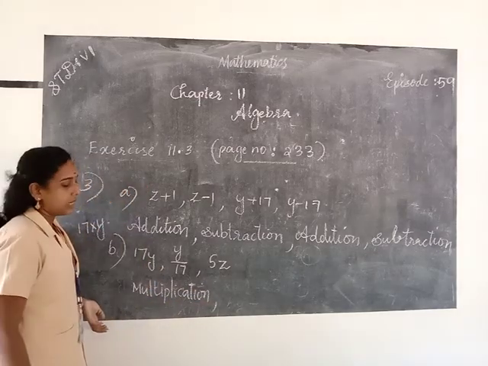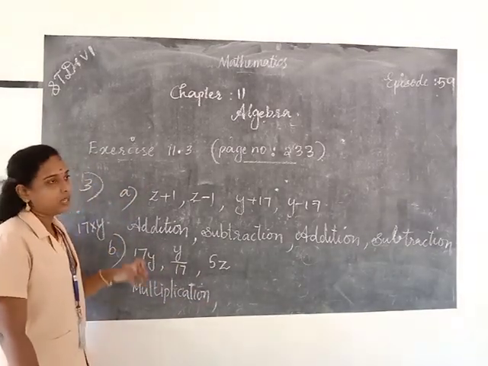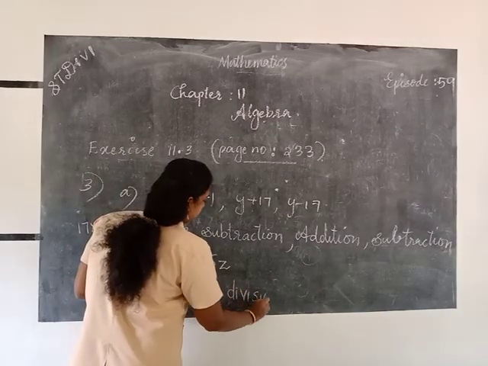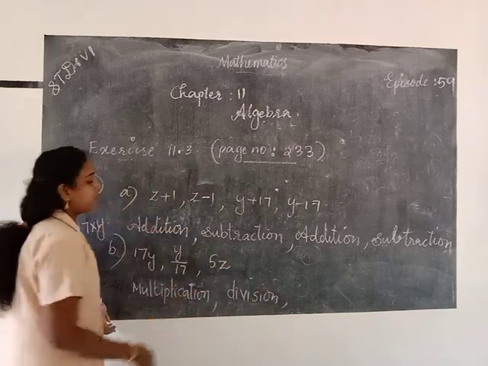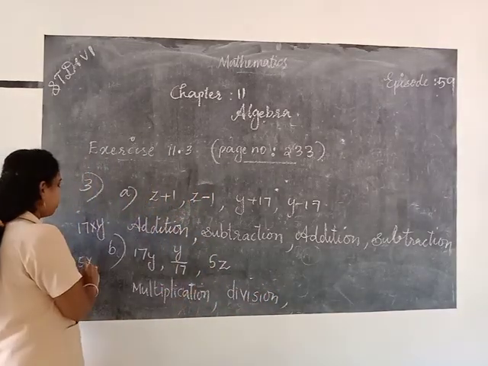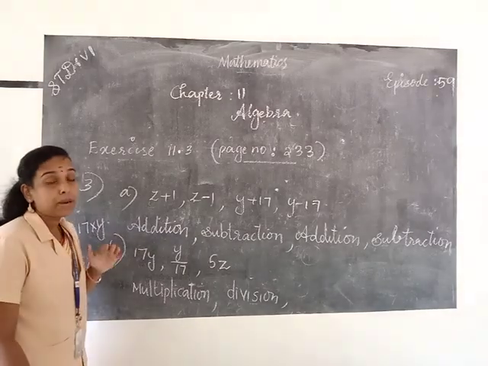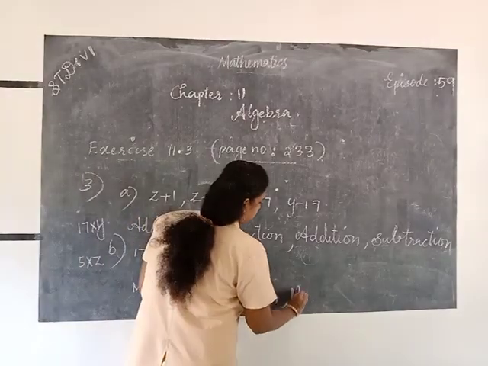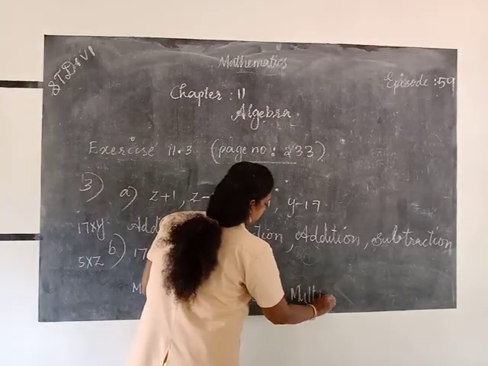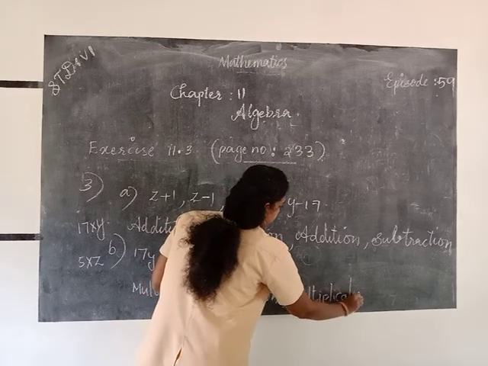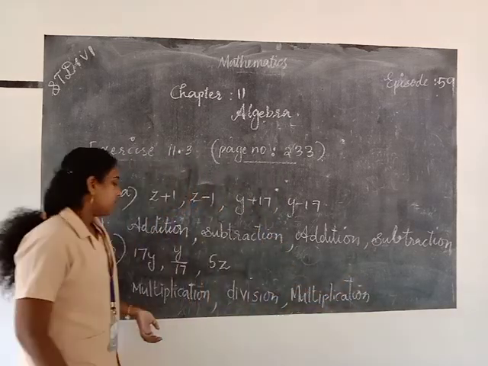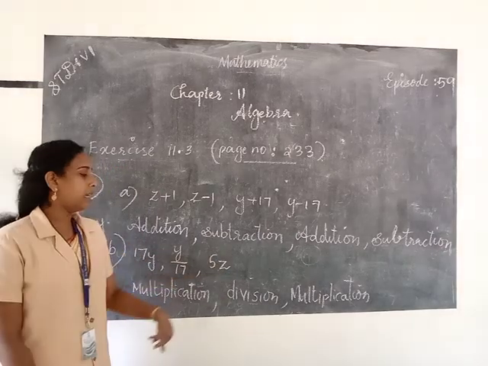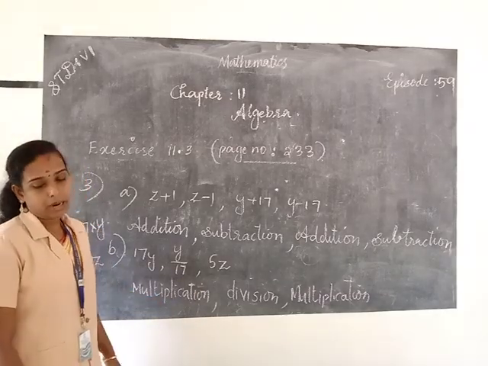Then y by 17. So y is divided by 17. So the operation is division. Then here 5z, which means 5 into z, which is z is multiplied by 5. So the operation is multiplication. So here the operations in the expressions are formed by first multiplication, division, multiplication, multiplication, division and multiplication.